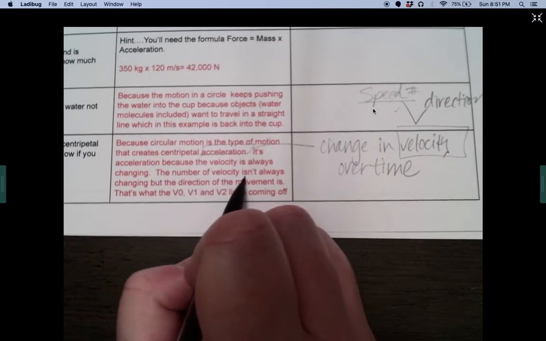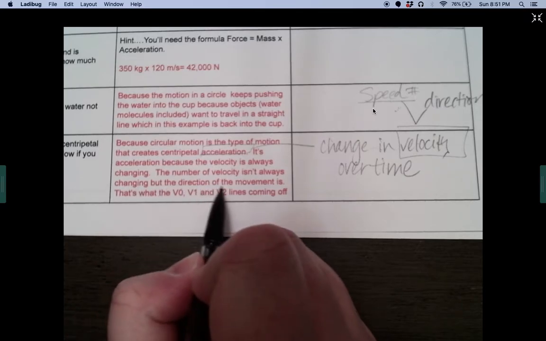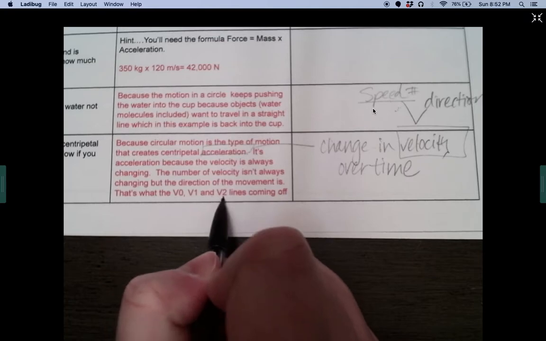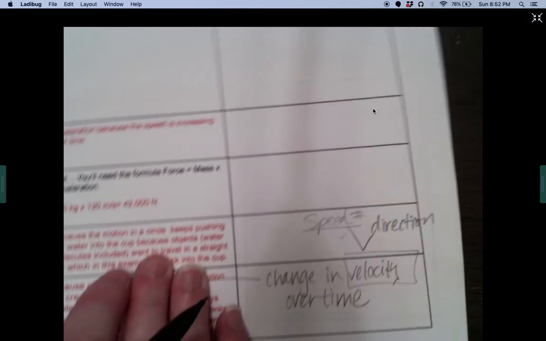The number of velocity isn't always changing. I already said that, but the direction of the movement is. That's what the V0, V1, and V2 lines coming off of the circle represent.